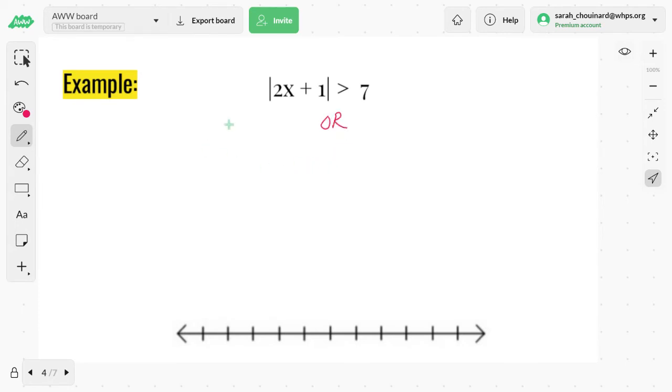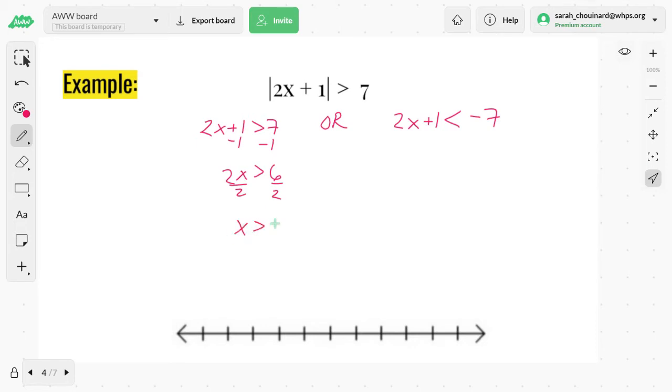So my first inequality is going to remain exactly the same: 2x plus 1 is greater than 7. My second inequality is going to be 2x plus 1, change the symbol to less than, change the sign to negative. So for the second inequality, I like to say, change the symbol, change the sign. And then we're just going to solve the two inequalities that we get.